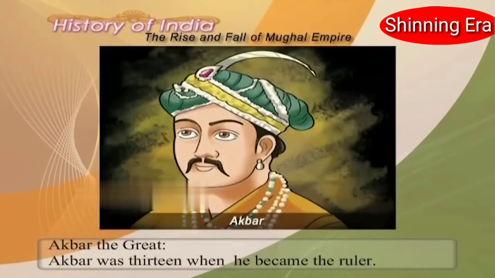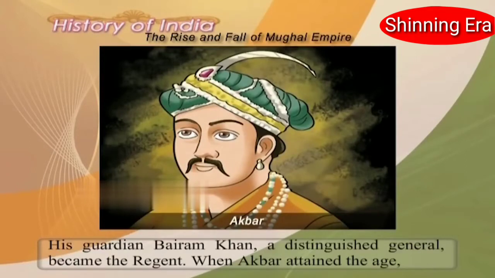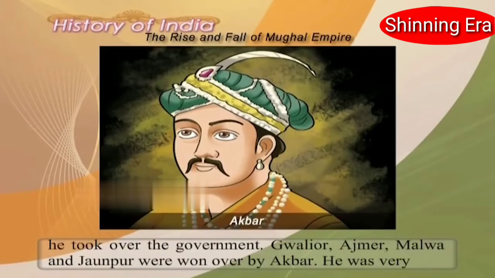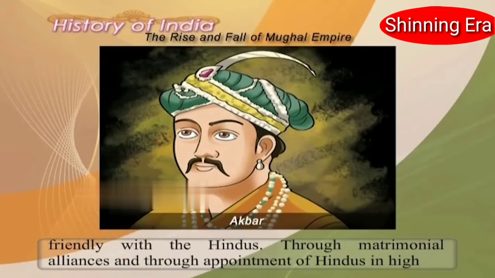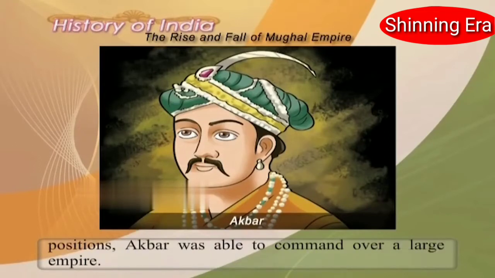Akbar the Great. Akbar was 13 when he became the ruler. His guardian, Bairam Khan, a distinguished general, became the regent. When Akbar attained the age, he took over the government. Gwalior, Ajmer, Malwa and Jaunpur were won by Akbar. He was very friendly with the Hindus. Through matrimonial alliances and through appointment of Hindus in high positions, Akbar was able to command over a large empire.